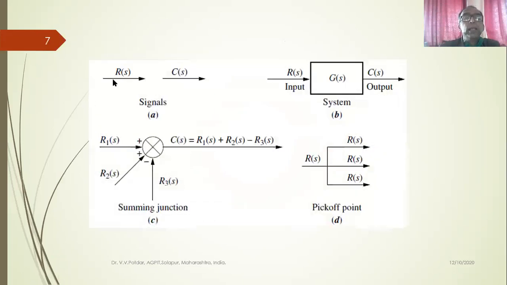So this is the signal shown by arrow. This is the input signal, R(s), reference input, and this is the controlled signal. What this s corresponds to, if you remember, R is a function of Laplacian variable s. C is a function of Laplacian variable s. So this is the Laplace representation of reference input and control signal. So these are the signals.